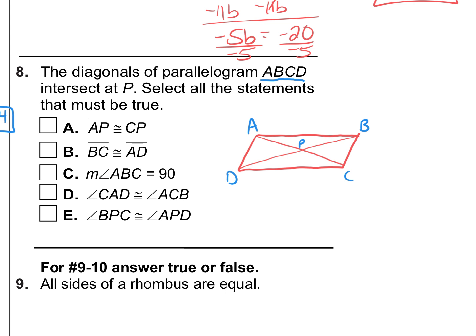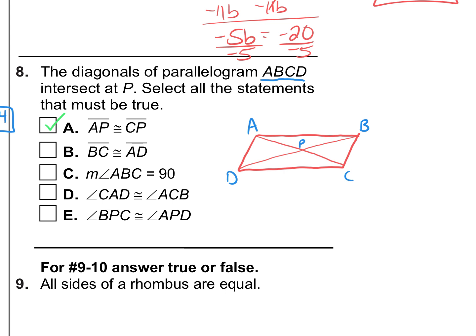Yes. I'm going to back up a little bit. We know opposite sides are the same. Opposite angles are the same. What do we know about diagonals? They aren't the same, but they bisect each other. That's why we can say these are congruent to each other.